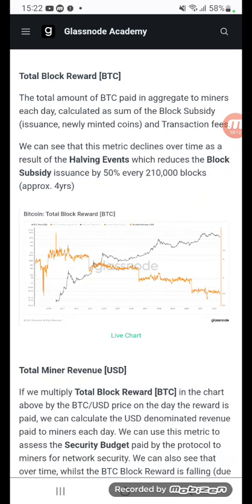Total block reward BTC: the total amount of BTC paid in aggregate to miners is calculated as the sum of block subsidy, the newly minted coins, and transaction fees. We can see that this metric declines over time as a result of halving events, which reduce the block subsidy by 50% every 210,000 blocks, approximately every four years.